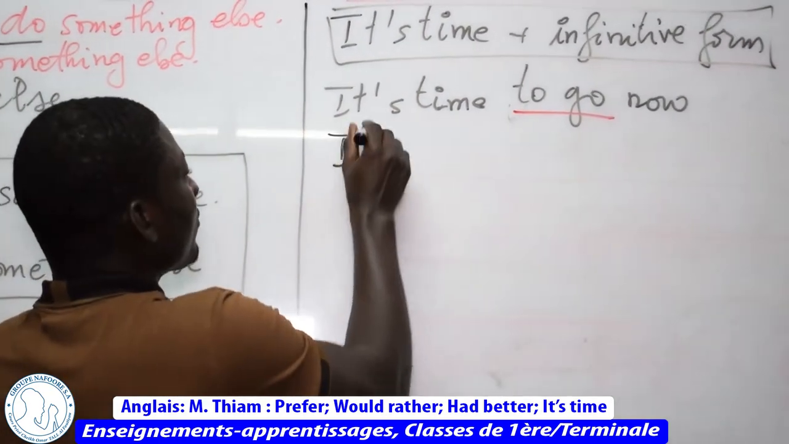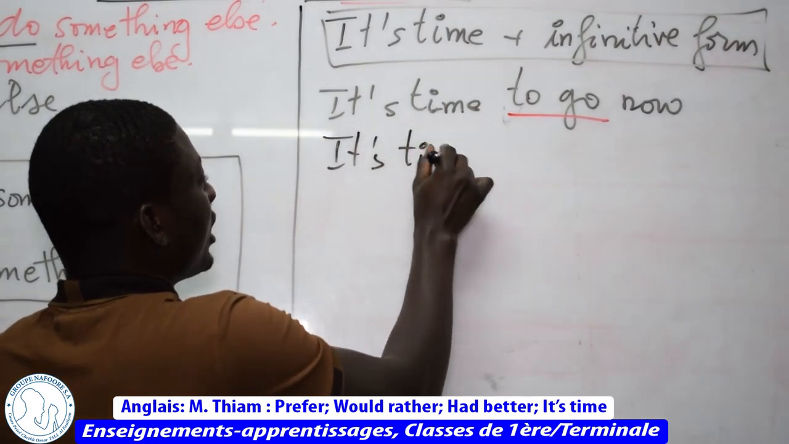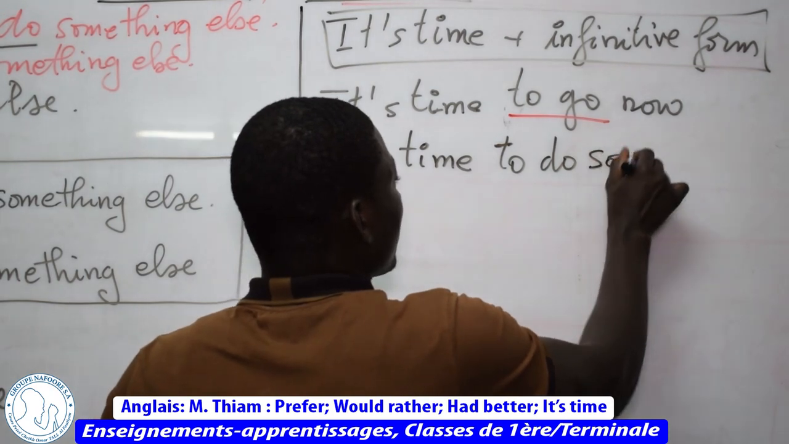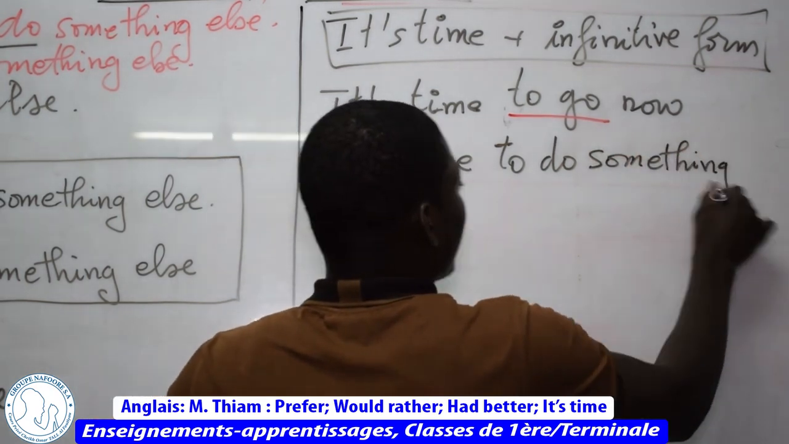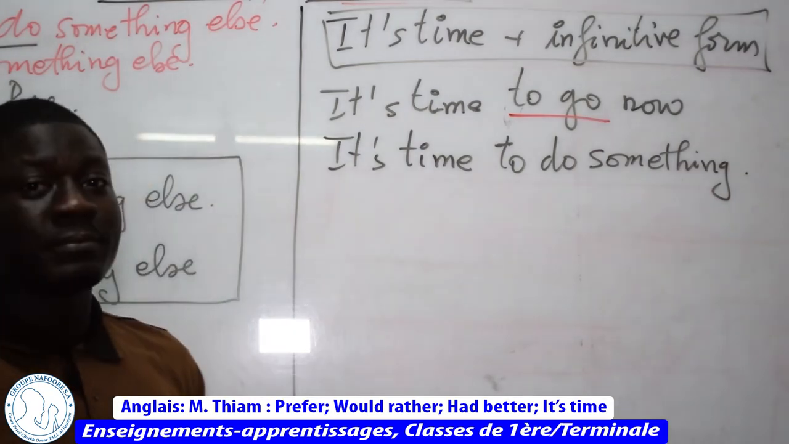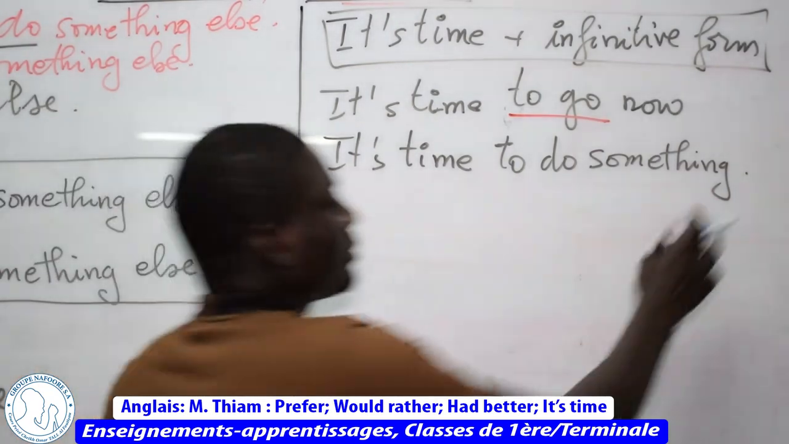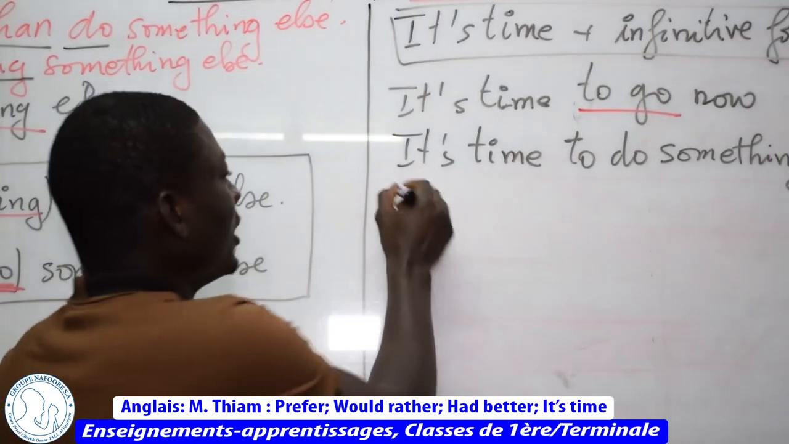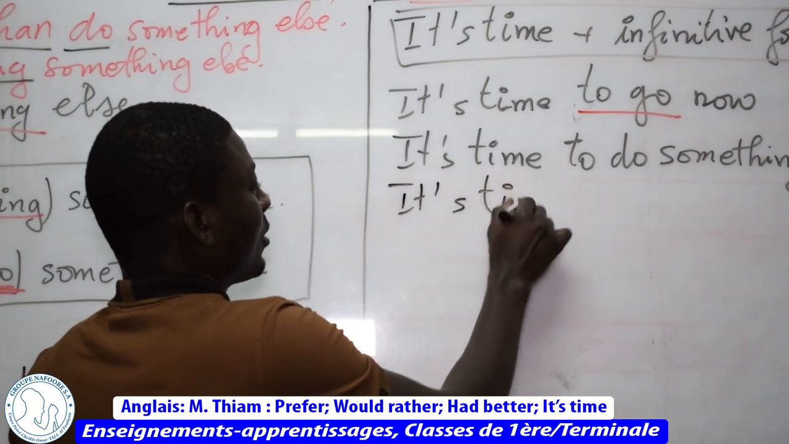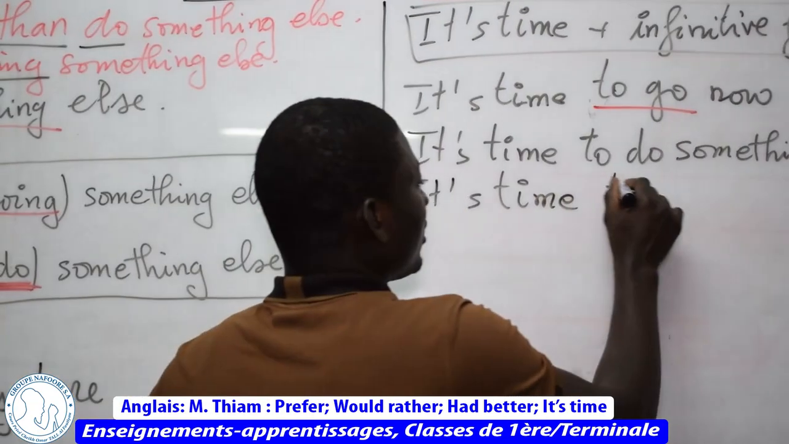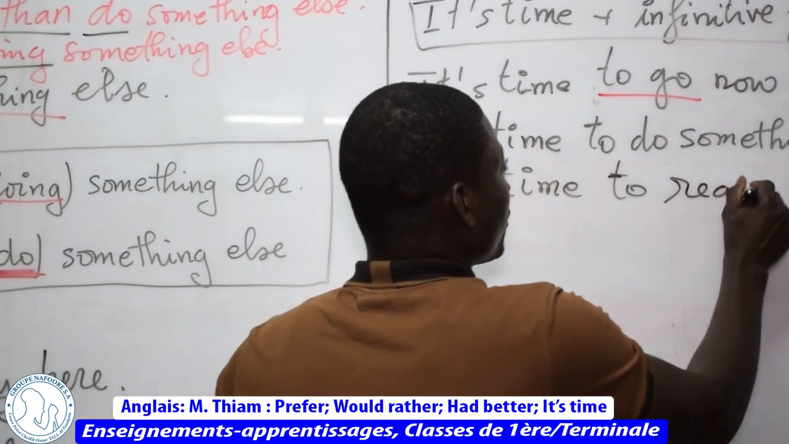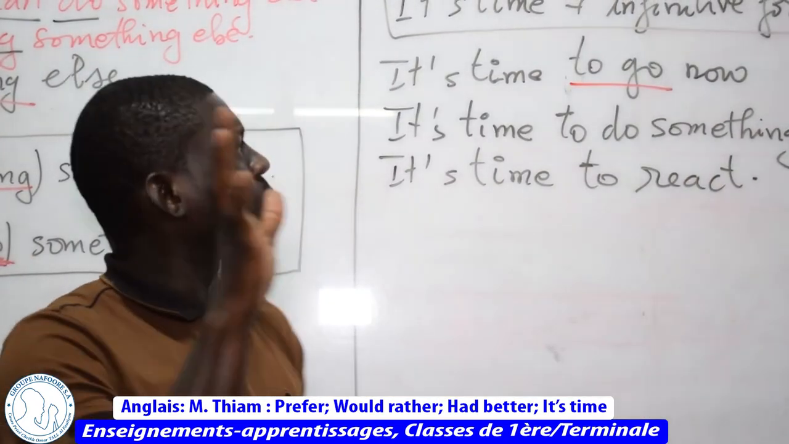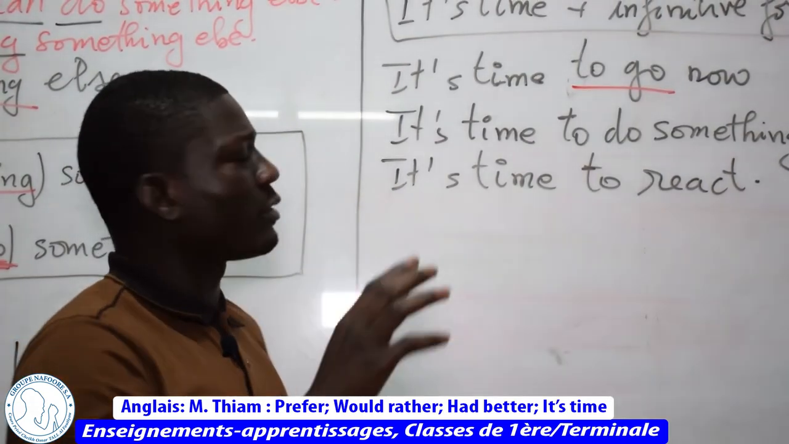It's time, let's say, it's time to do something. It's time to do something. Il est temps de faire quelque chose. Okay? Alright? So, it's time to do something. Il est temps de faire quelque chose. Understand that? It's time to react. Okay? And so on and so forth. This is very simple. It's time with the infinitive form.